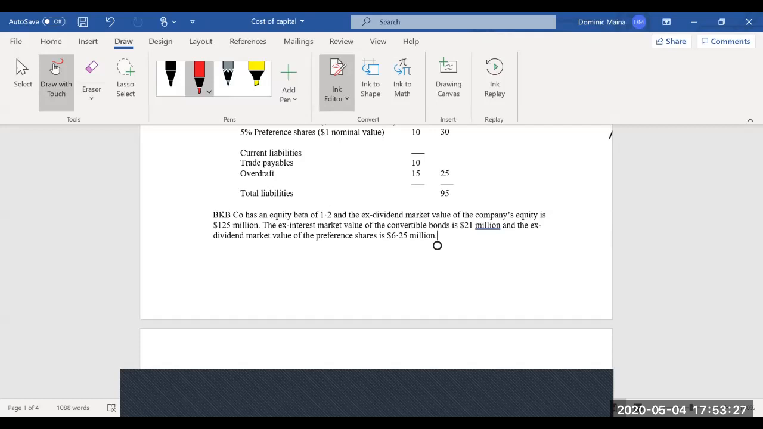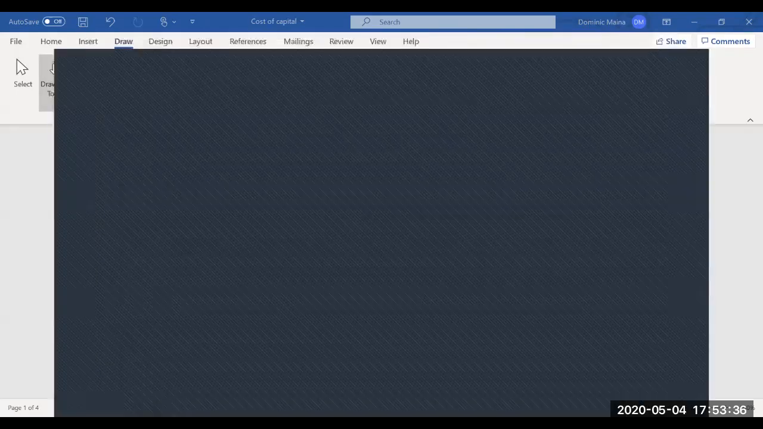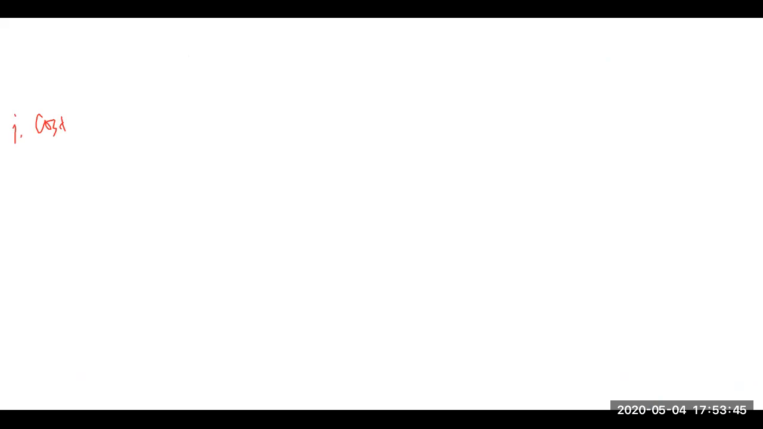The next step, of course, is to identify the cost from each one of them. So going back to our board here, you've said that this company is financed by these resources. The first step is trying to identify capital sources. This company is financed by equity, it is financed by bonds in the form of debt, and it is financed by preference share.